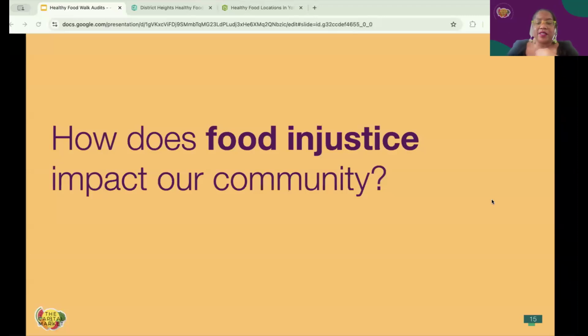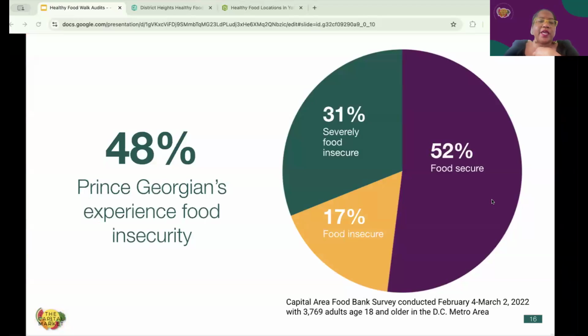Now let's talk about how it impacts our community. So in Prince George's County, it impacts it greatly, right? Prince George's County was one of the largest agricultural counties in the state of Maryland. But now we face significant food insecurity challenges.